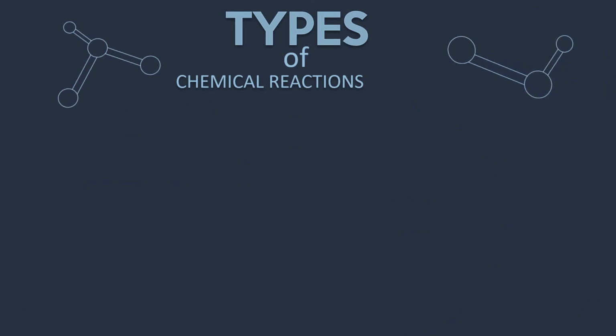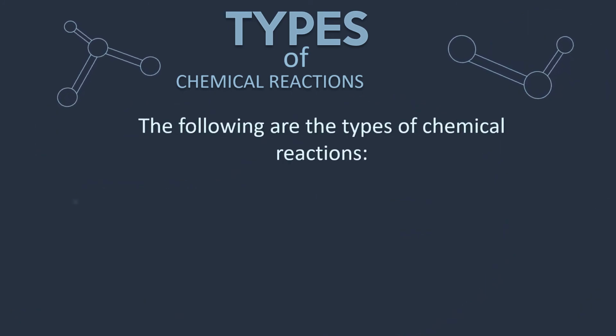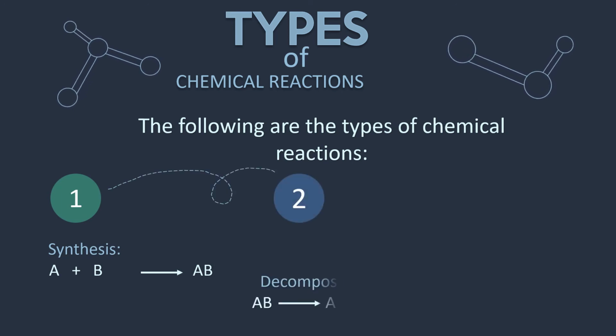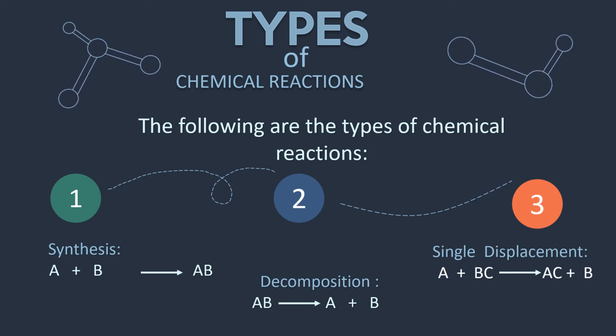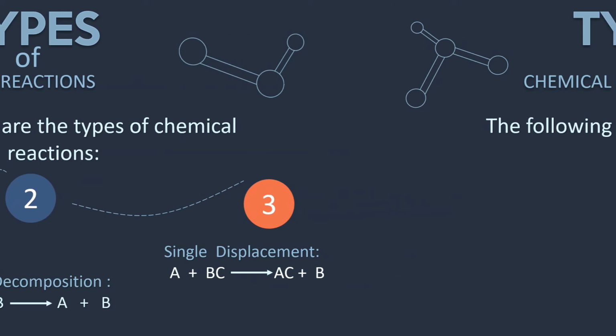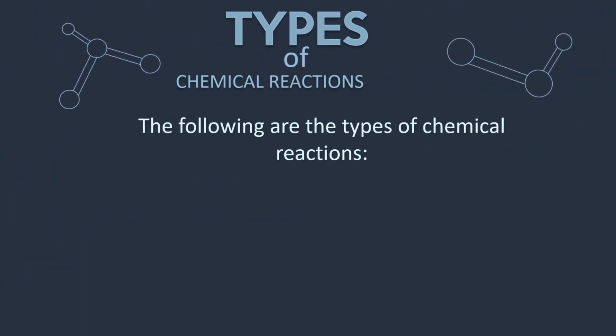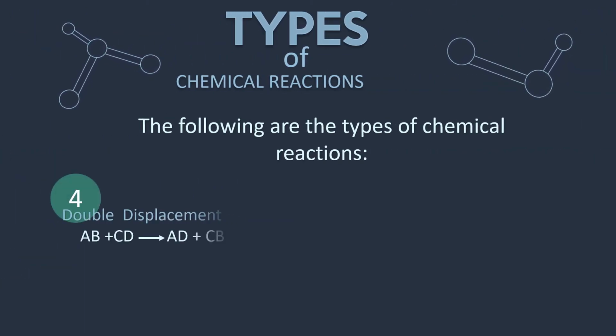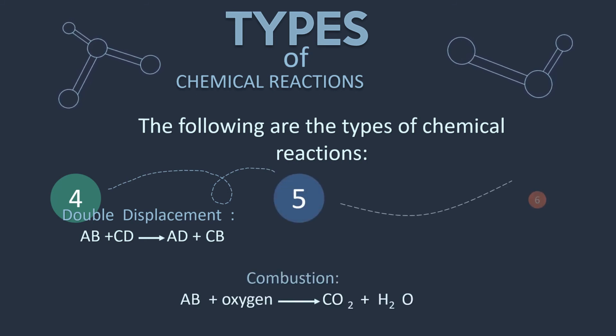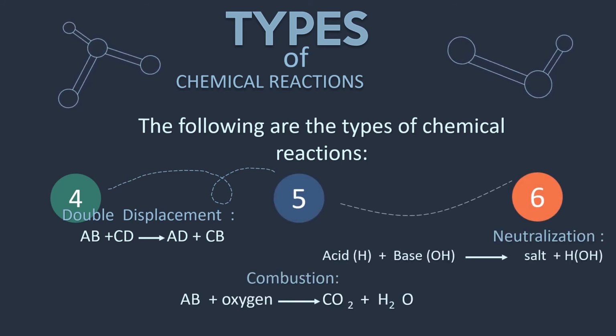Types of chemical reactions. The following are the types of chemical reactions. 1 is synthesis, 2 decomposition, and 3 single displacement. Number 4, double displacement, 5 is combustion, and 6 is neutralization.